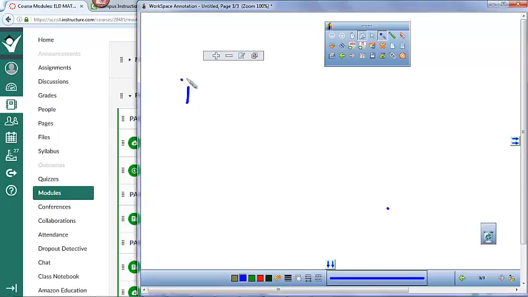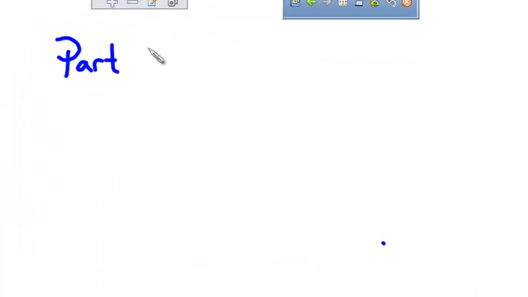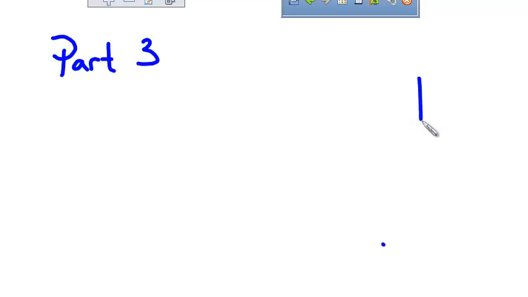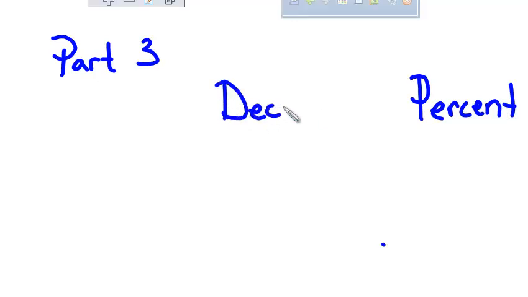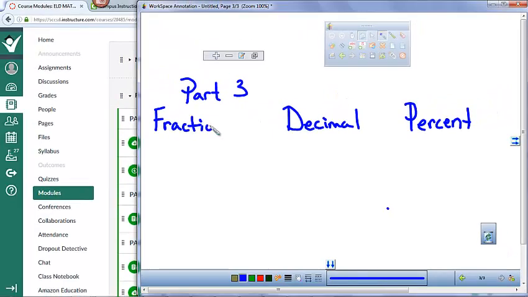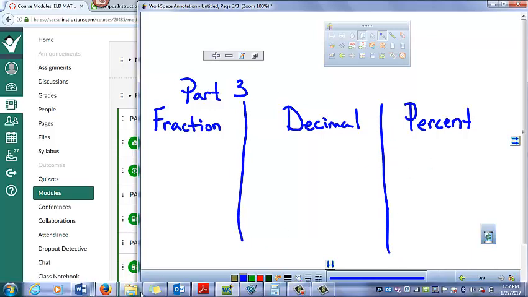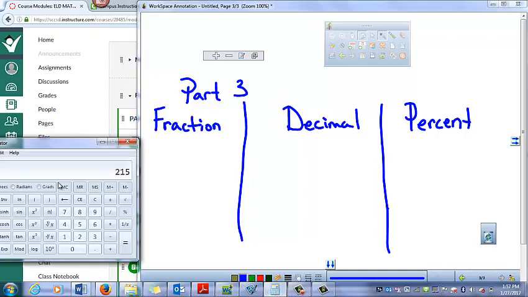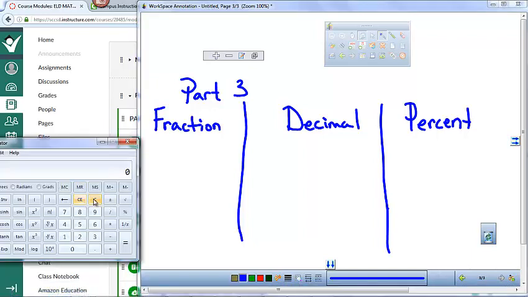Okay, so part 3, what we're going to do now is we're going to have the percent. We're going to change it to a decimal and to a fraction. So we're going to start with the percent and we're going to change it to a decimal and fractions. I'm going to open the calculator up here in case we need that.